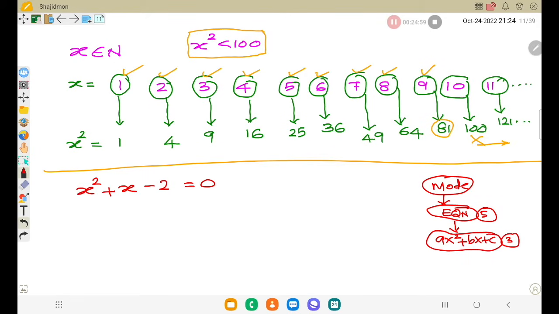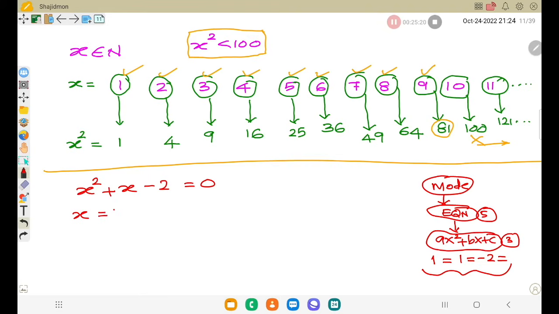Then apply what the numbers are. The A number means the number behind x power 2, that is 1, press equal to. B means the number behind x, that is 1, press equal to. After that the C number, the constant number, is minus 2, then press equal to. You will get the solutions. Okay, so what solutions are we getting?